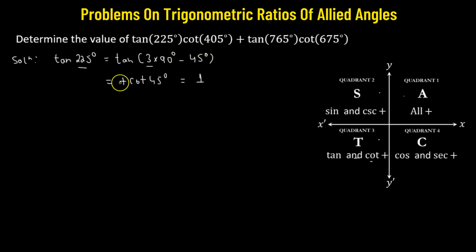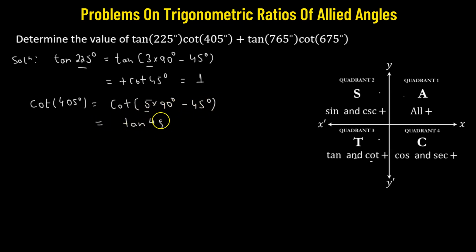Now we go to the next one, which is cotangent of 405 degrees. We can rewrite cotangent of 405 degrees using 5 times 90 degrees, that's 450 degrees. So we have exceeded 405 by 45 degrees, so we're going to subtract 45 degrees from it. Here we have an odd multiple of 90 degrees, so cotangent will convert to tangent. So we'll get tangent of 45 degrees.